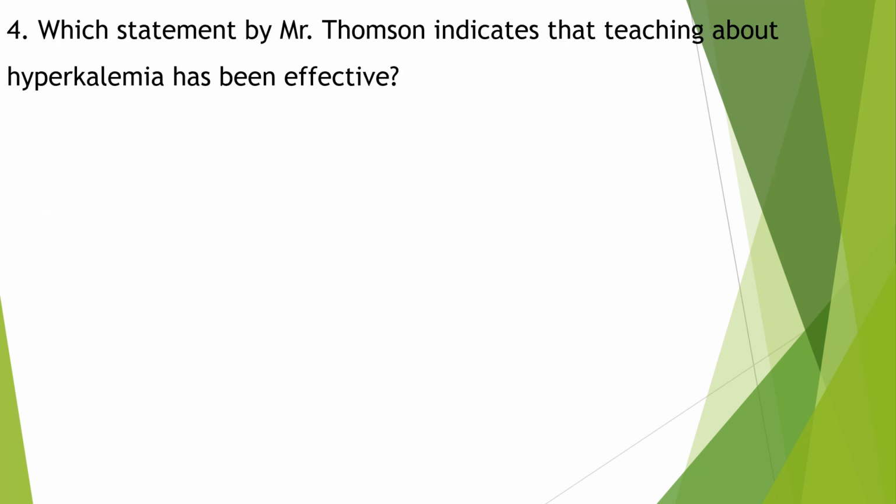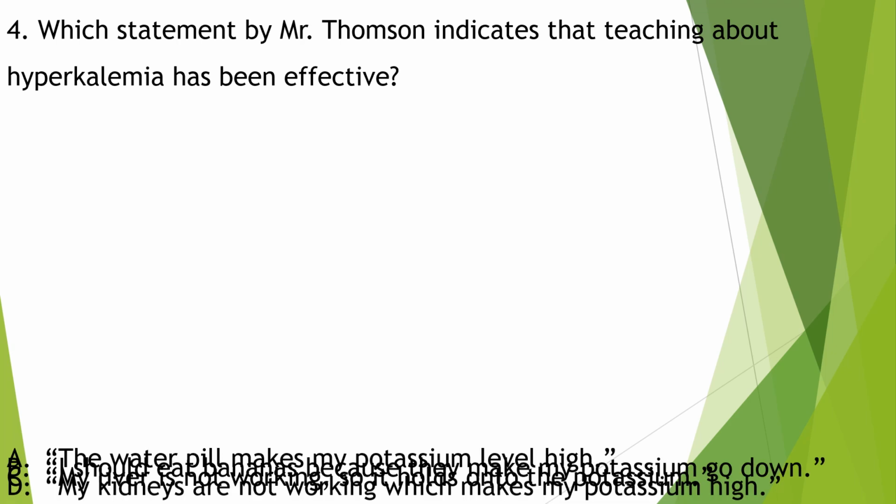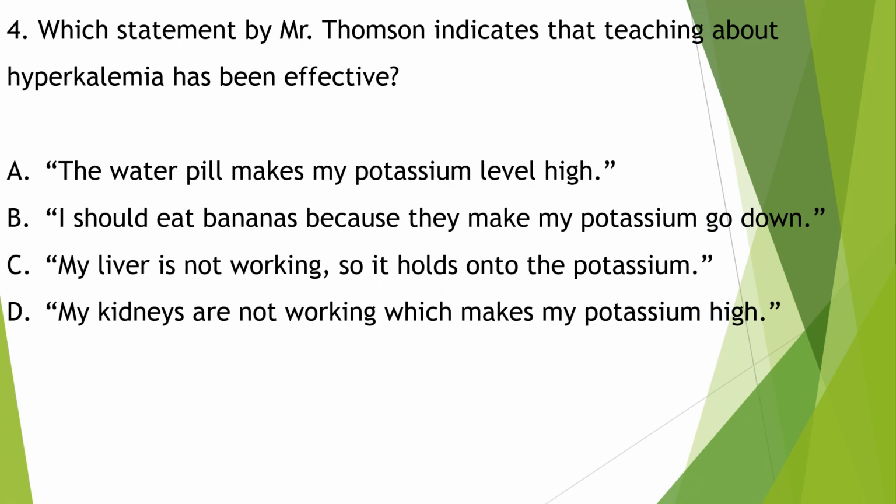Which statement by Mr. Thompson indicates that teaching about hyperkalemia has been effective? The water pill makes my potassium level high. I would eat bananas because they make my potassium go down. My liver is not working, so it holds on to the potassium. My kidneys are not working, which makes my potassium high. Here, the correct answer is: my kidneys are not working, which makes my potassium high. All other three options are wrong.